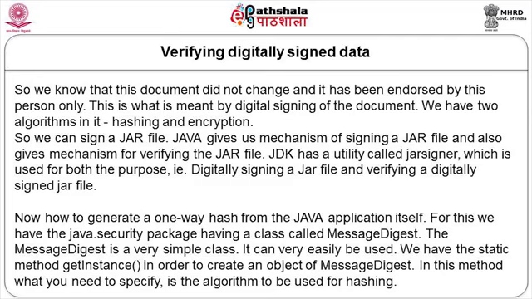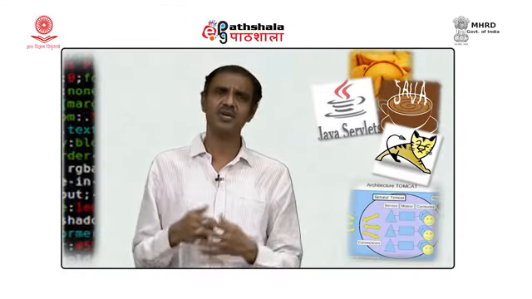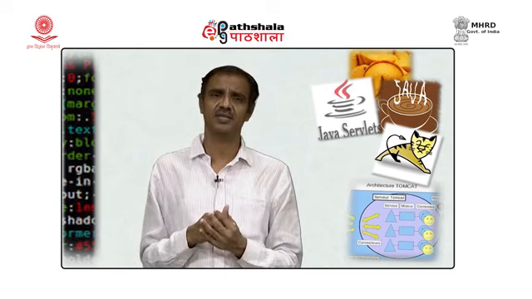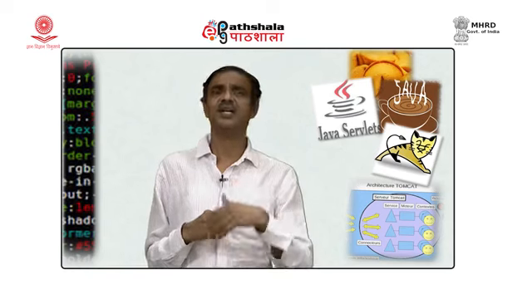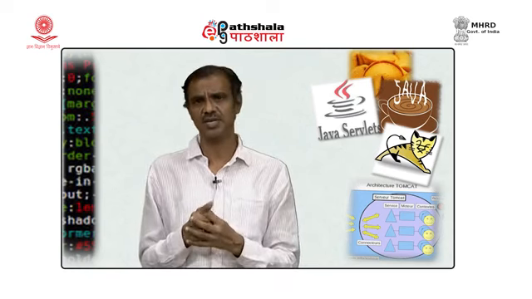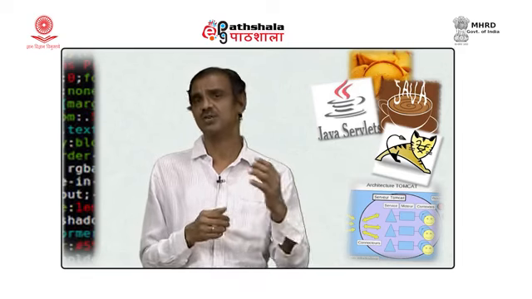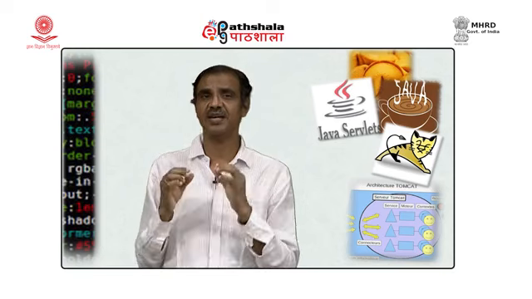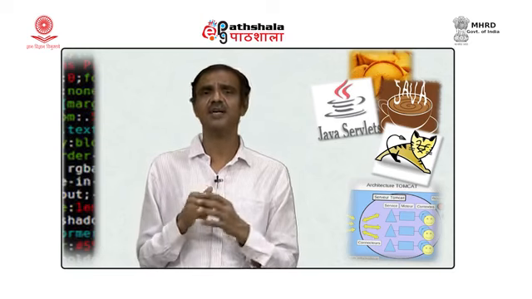Jar files are one thing, but what we have all been talking about is the one-way hash. Suppose from within your Java application you would like to generate a one-way hash. How to have a one-way hash? For that, we have the java.security package with a class called MessageDigest. The MessageDigest is a very simple class, and it can very easily be used.